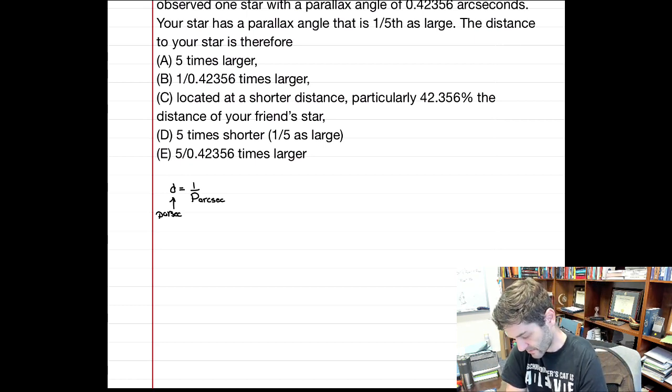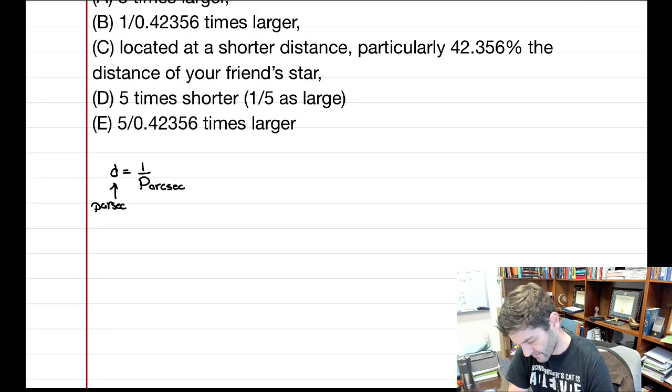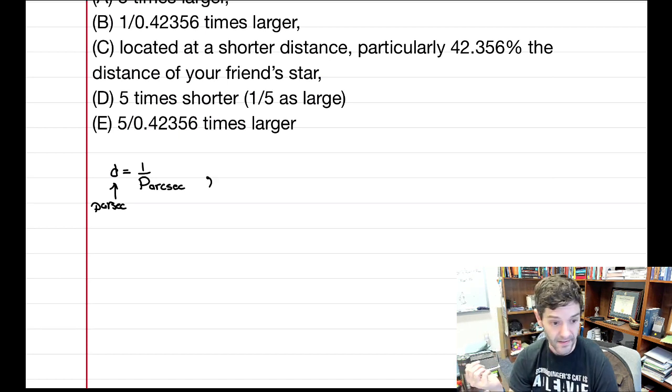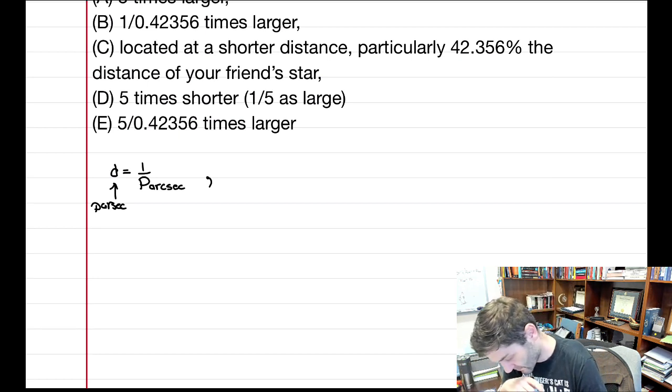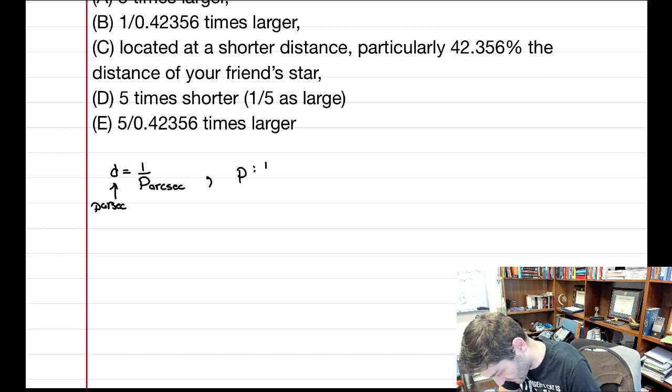Then the question is, by what factor? Well, first, can I get rid of any constants? There are no constants. And so then I have to identify on the right-hand side the factor by which all of those variables change. So there's only one variable on the right, which is p. And the factor in this case seems like your parallax angle is 1/5 as large. So I would say parallax is then going to be 1/5.